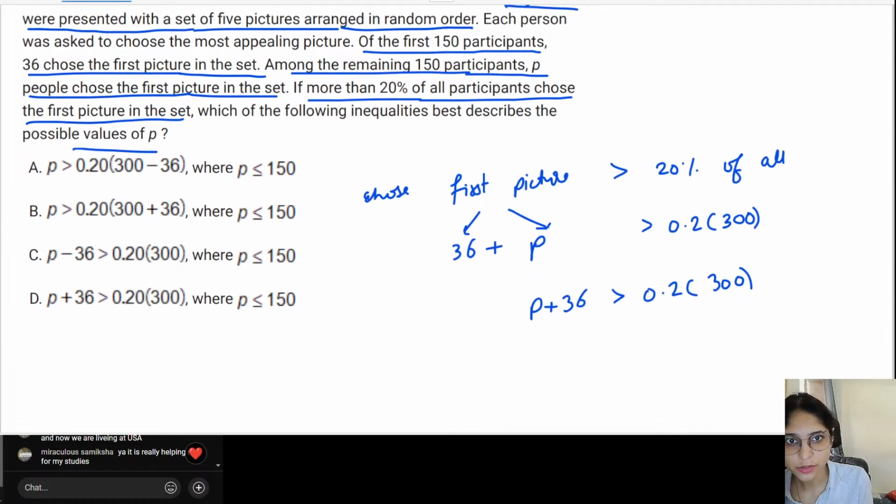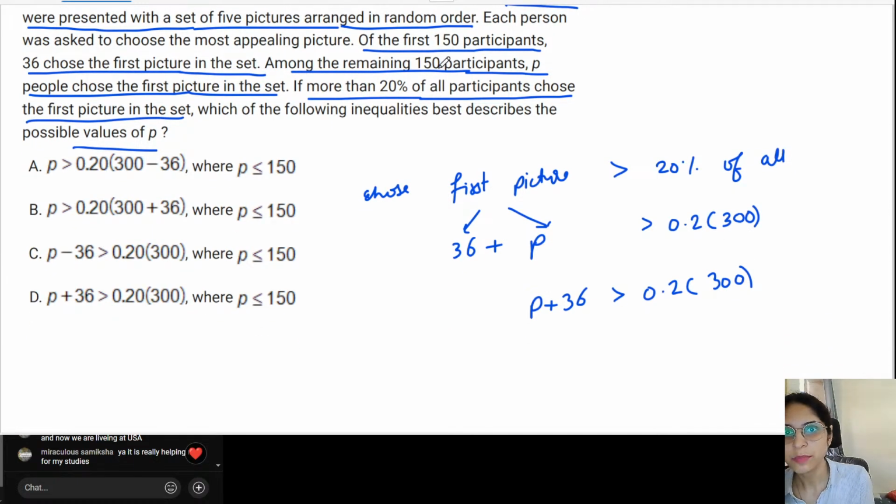And why will P be less than or equal to 150? Because among the remaining 150 participants, P people chose the first picture in the set. So the maximum value of P can be 150, because if all 150 chose the first picture, even then it will be just 150. So that is what they're talking about here. So P plus 36 has to be greater than 0.2 times 300, option D. Got it?